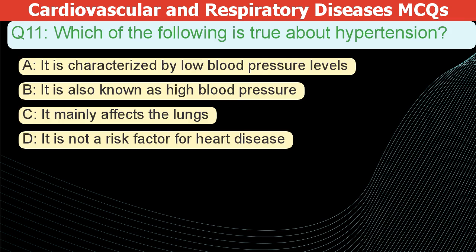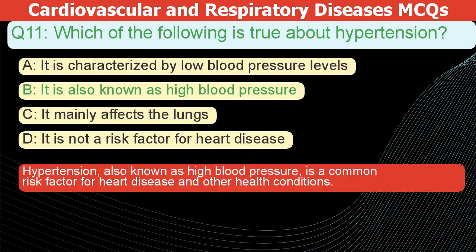Which of the following is true about hypertension? A. It is characterized by low blood pressure levels. B. It is also known as high blood pressure. C. It mainly affects the lungs. D. It is not a risk factor for heart disease. The correct answer is B. Hypertension, also known as high blood pressure, is a common risk factor for heart disease and other health conditions.